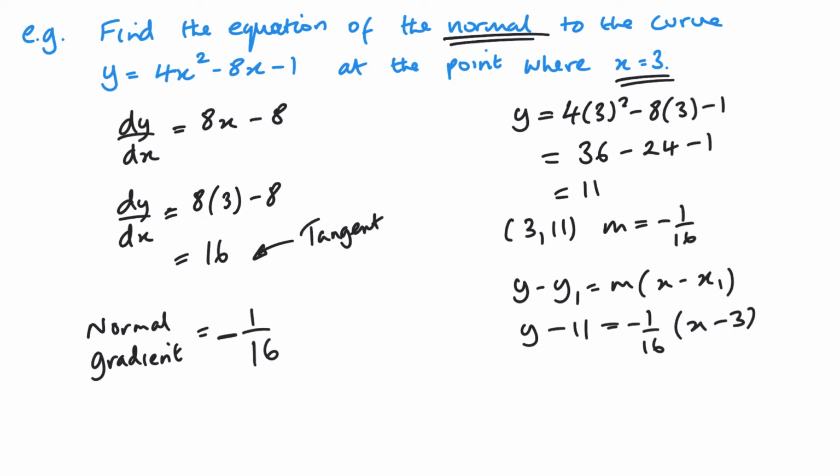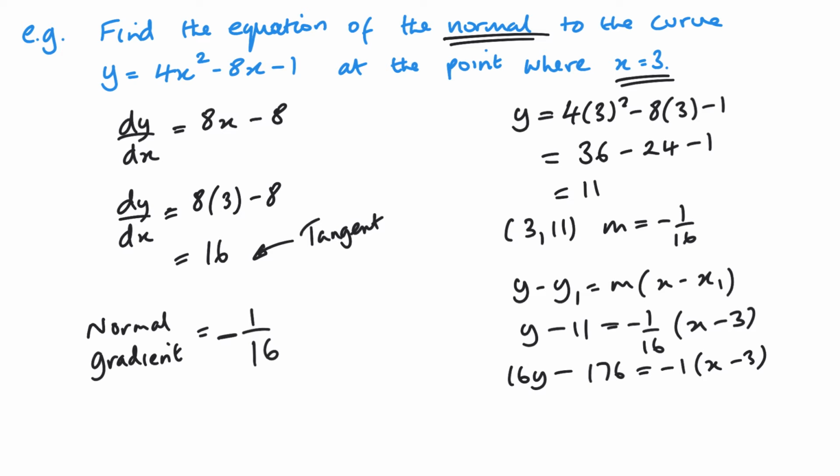Now, in this kind of case, especially when it doesn't tell me in the question whether to leave it in the form y equals mx plus c or ax plus by plus c equals 0, it doesn't say that. So if I've got a fractional gradient, I'll always leave it in the latter form. So multiply through by 16 and make my life easier. So 16y minus 176 equals minus 1(x minus 3).